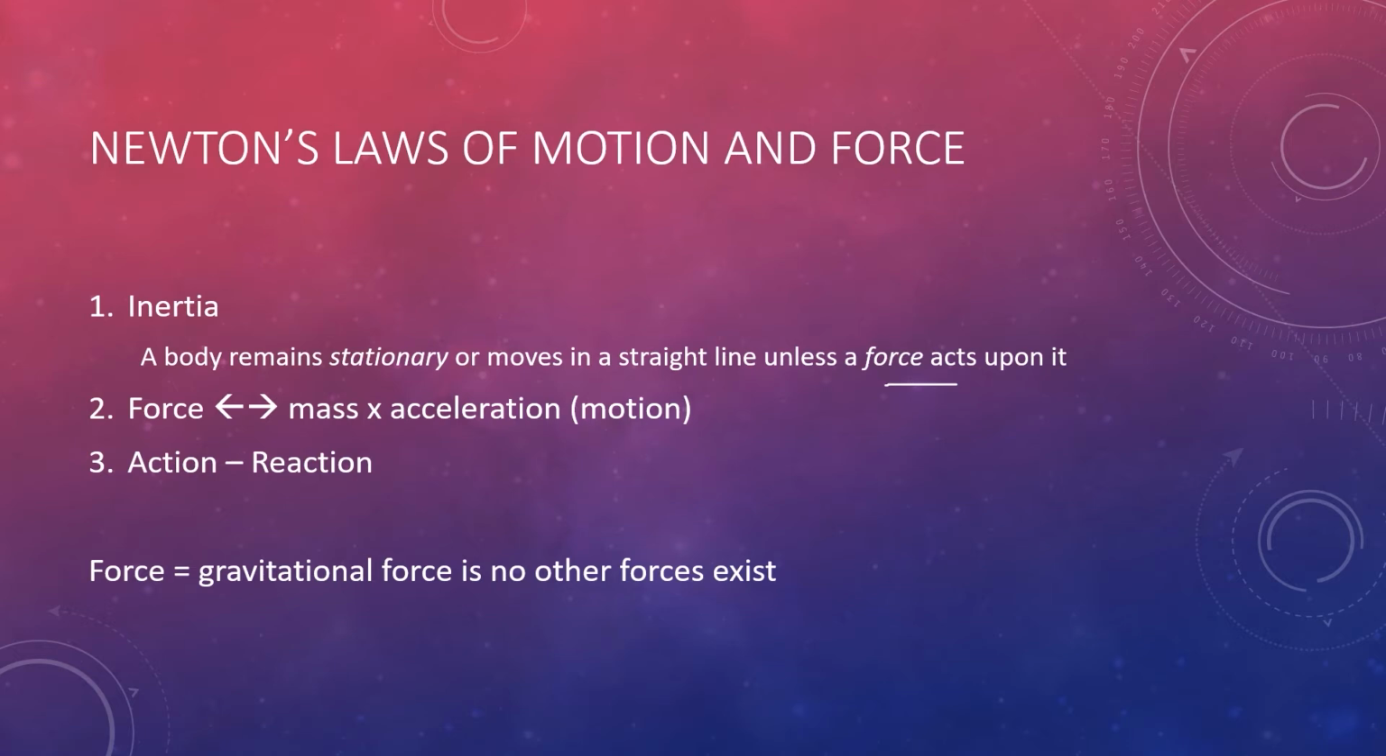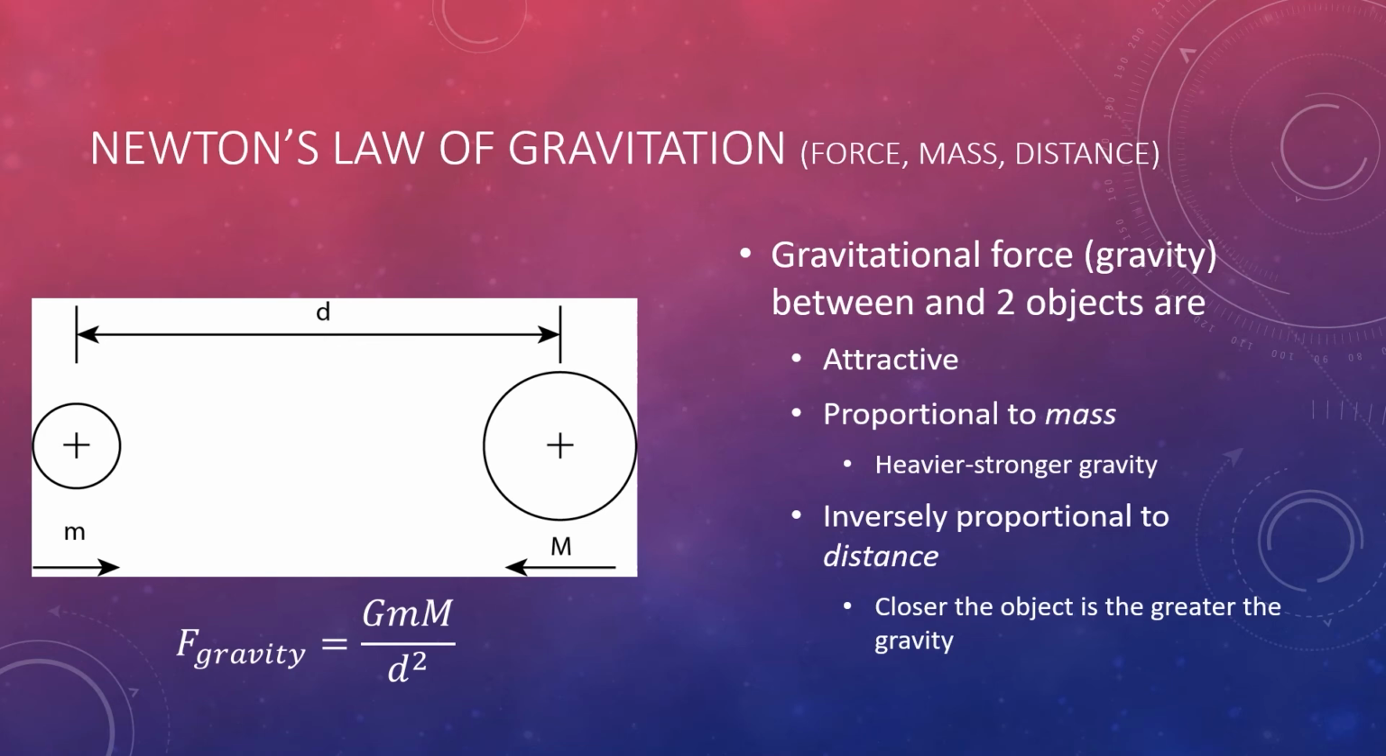Law number 2, force is equal to mass times acceleration, just as mass times acceleration is equal to force. And third, action, reaction. Every action has an equal and opposite reaction. Force, when we're talking about it here, is equal to gravitational force if no other force exists. Okay, so that's a side note. So let's talk about Newton's law of gravitation: force, mass, and distance.